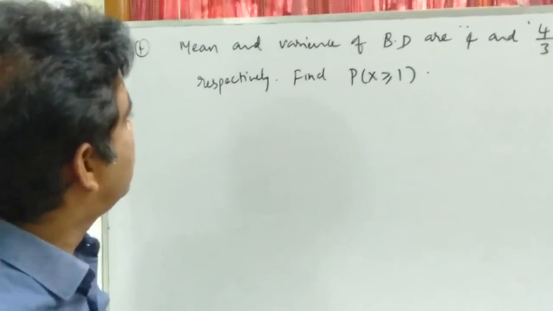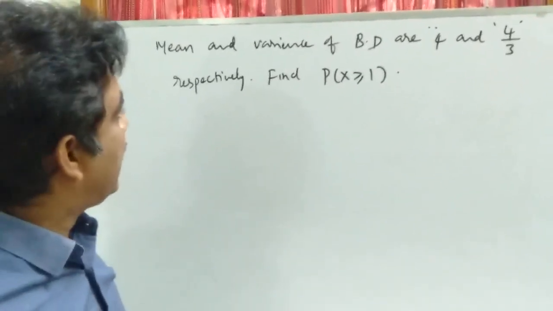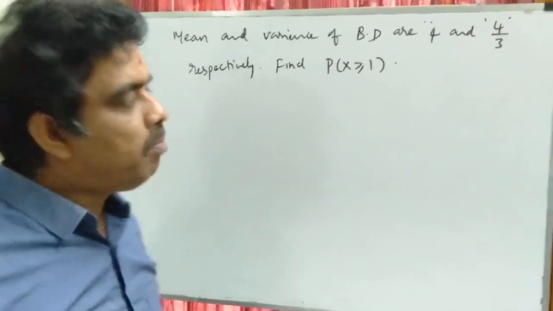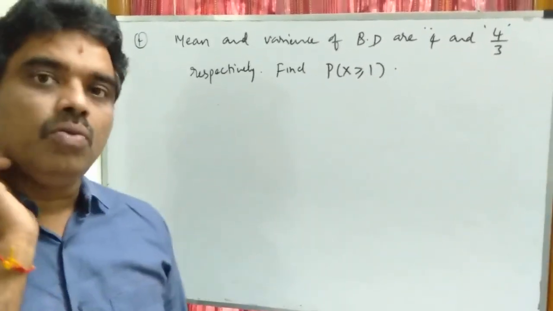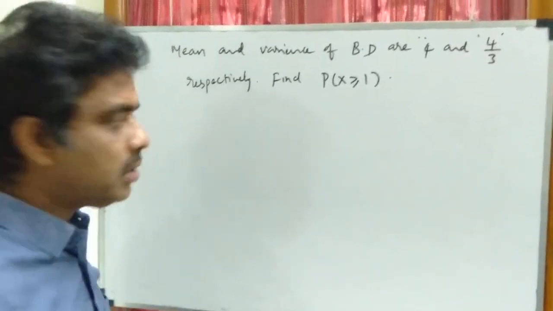Next problem. Mean and variance of a binomial distribution are 4 and 4 by 3. So you have to find the probability P of x greater than or equal to 1. So to find the probability we require n, p, q values.